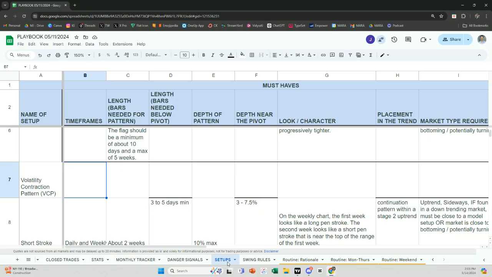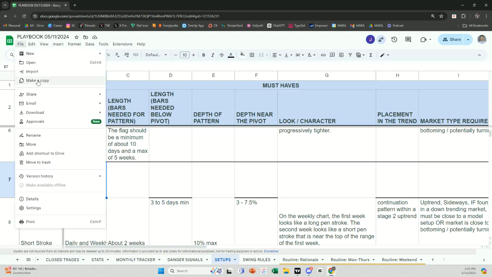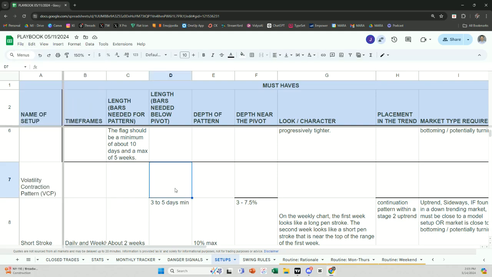If you want to take exactly what's here, you can. All you have to do is go up to File, click Make a Copy, and then you'll have your own copy that you'll be able to edit and do whatever you want with. But for this, let's get started with the volatility contraction pattern.